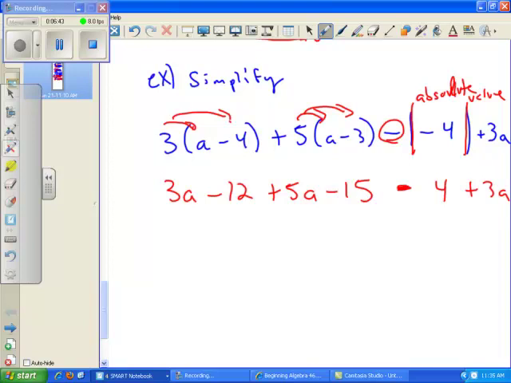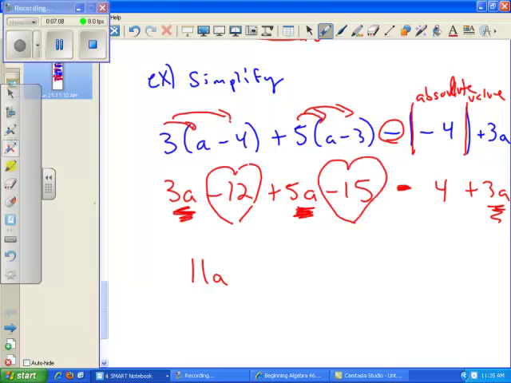All right? Now once we boil everything down to addition and subtraction, we can just combine like terms. So this is a like term with this is a like term with this, right? They all have a's. So 3a plus 5a is 8a, plus another 3a is 11a. So you can do that combining of like terms mentally if you like. Then here, negative 12 is a like term with negative 15, is a like term with negative 4. So negative 12 minus 15, that's negative 27, minus 4 is negative 31.